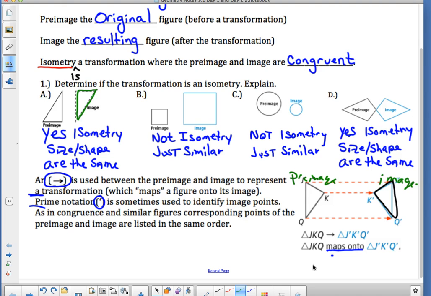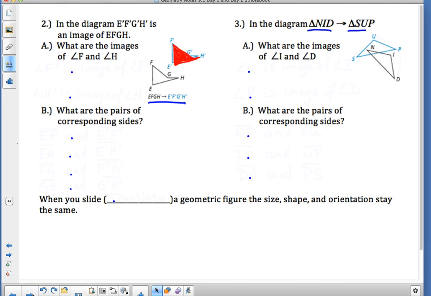So every time we talk about these rules, we're going to go from pre-image to image, but we're also going to learn about going from image back to pre-image, and we'll talk about that when it comes. Now, the prime notation is sometimes used to identify image points in congruent and similar figures. Corresponding points of the pre-image and image are listed in the same order. Order matters. Just like congruence, just like similarity, corresponding angles are congruent in isometric transformations.